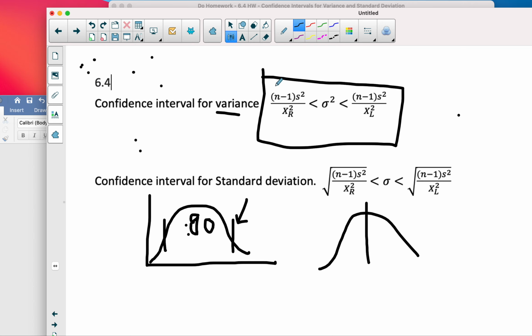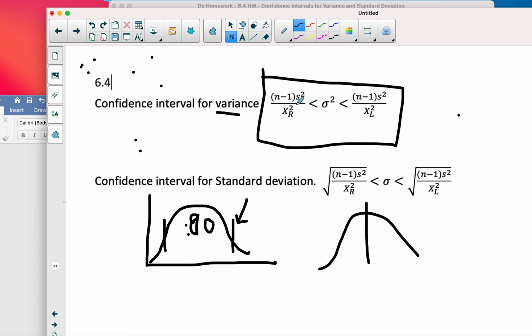Normally what they'll have for these problems is they'll ask you to find this, and you'll get a number here and a number here, and then they'll ask you to find this. So just once you've calculated this, just take the square root of this, put it here, square root of this, put it here. Okay, so how do we do this?